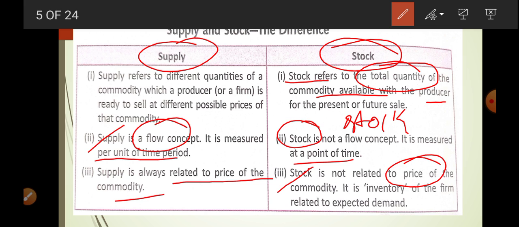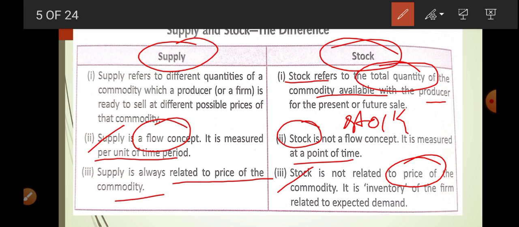On the other hand, supply is that amount that they release in the market, they are ready to sell in the market. So in this way, stock is a broader, wider concept. Supply is a narrow concept. Supply is the part of the stock.